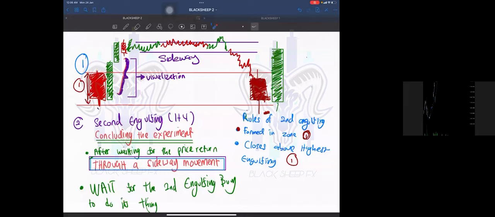"Sideways is important for buyers and sellers to make decision on the direction of the market." I'm not asking why the sideways is important for that matter. My question was, why was the sideways important before the engulfing number two happened? "Accumulating period." What is all this? Never mind.